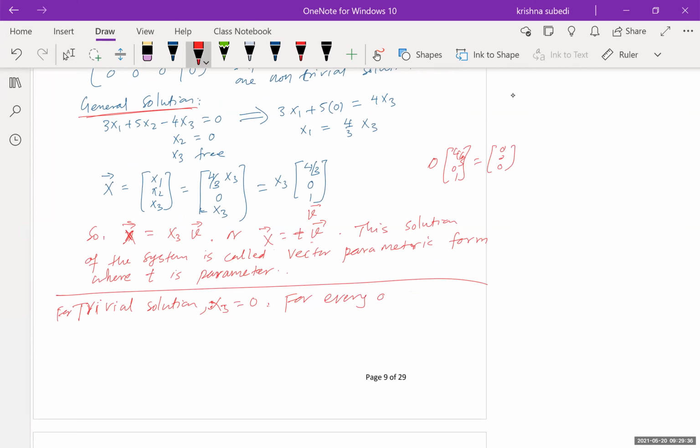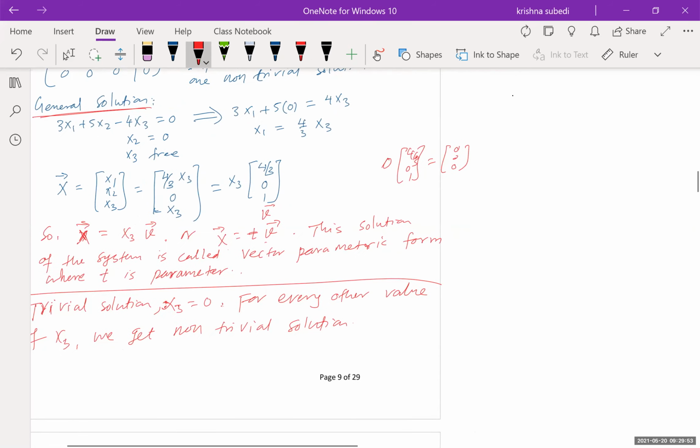For every other value of x3, we get a non-trivial solution. Okay, we know that. Let us look at this graphically.